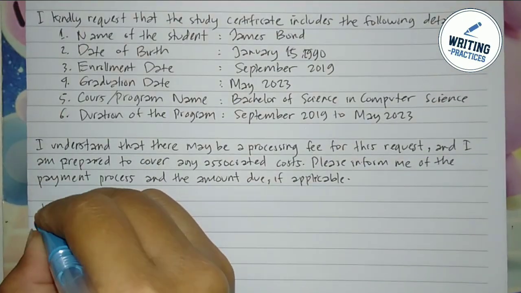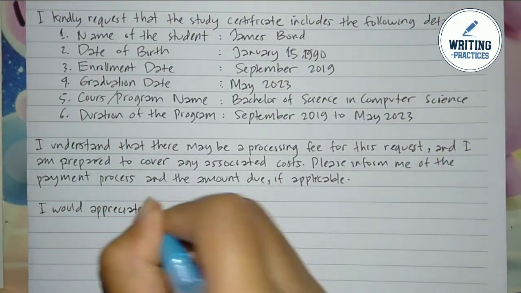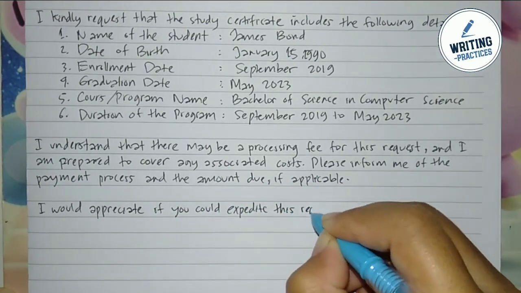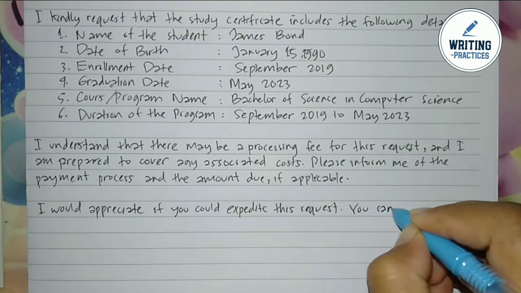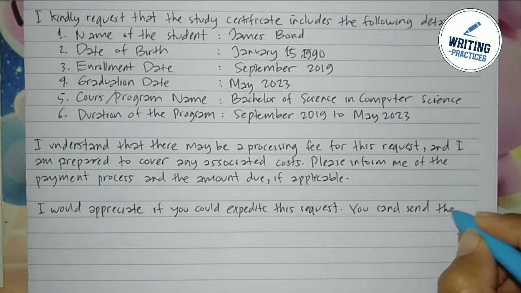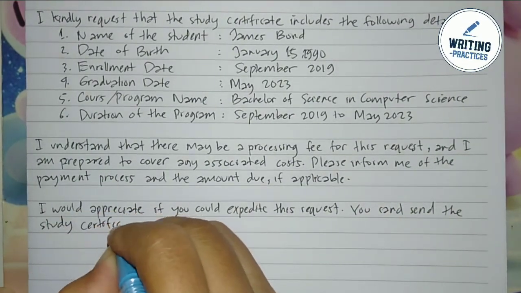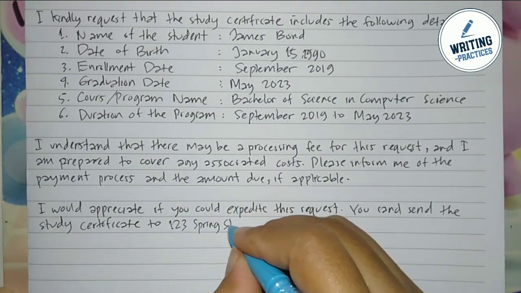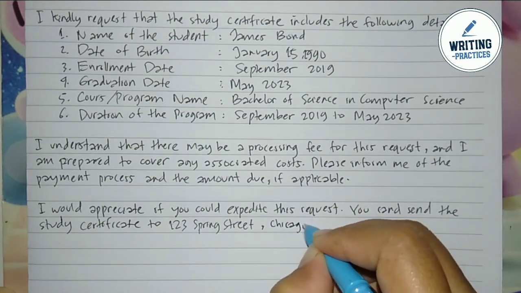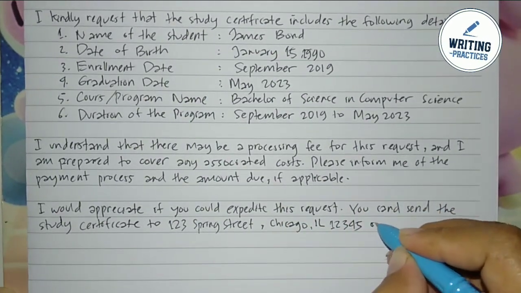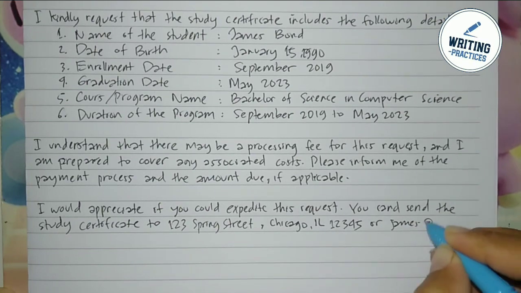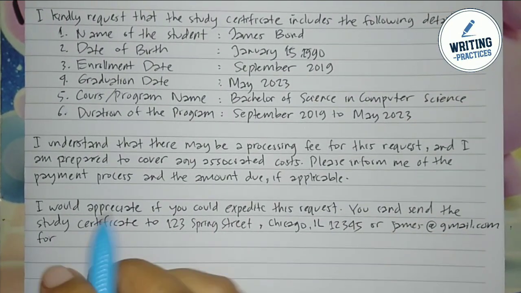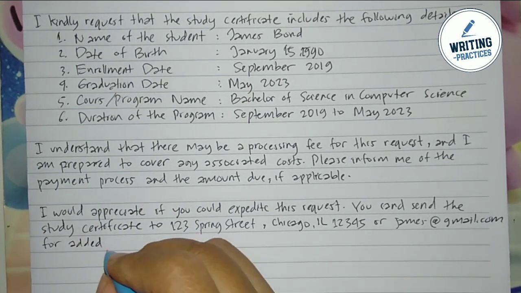In the last paragraph, you should write additional instructions. If there are any special instructions or requirements related to the certificate, such as a specific format or method of delivery, mention them here. In this example, the writer wrote, "I would appreciate it if you could expedite this request, as it is time sensitive for my job application. You can send the study certificate to my address mentioned above or email it to john.smith@email.com for added convenience."